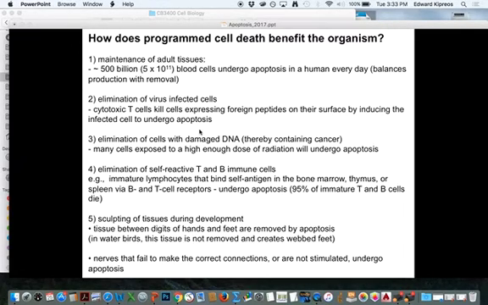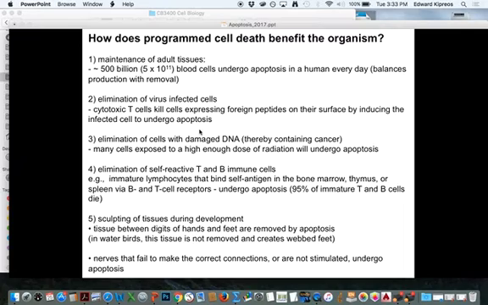Okay, so these are just a few of the ways that programmed cell death, or apoptosis, benefits the organism. One is the maintenance of adult tissues. You're making cells, so you have to turn them over at a certain rate. The most obvious here are the blood cells, where an average human is making 500 billion, 5 times 10 to the 11, blood cells every day. If you're making that many, you have to get rid of that many too. So you're going to be killing that many by apoptosis.